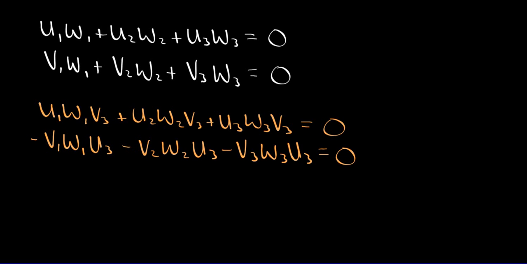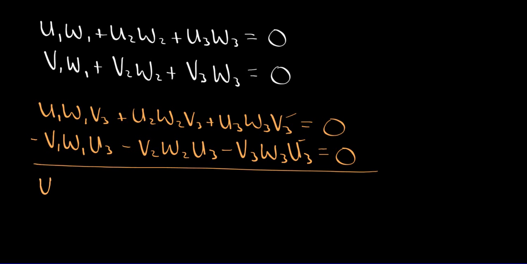Okay, now I'm going to add these. We're using the elimination method, so I want to add these and see what I come up with. You notice right here I've got U3, V3, and W3, a minus here and a plus. So this one is a minus, this one's a plus. Those are going to cancel out, and here's what I'm going to get.